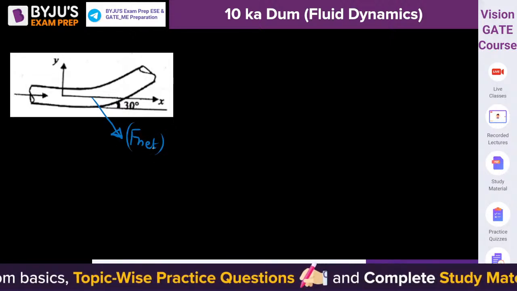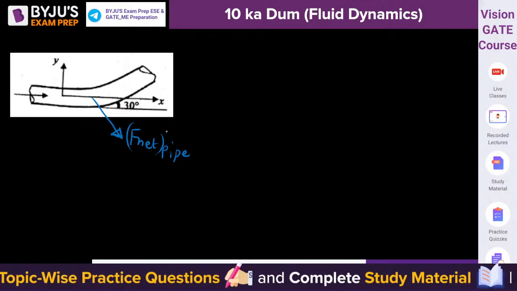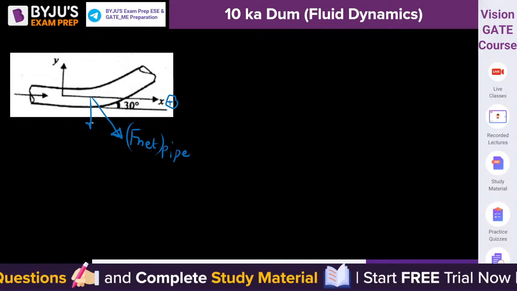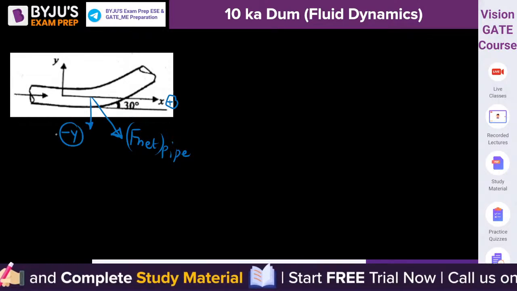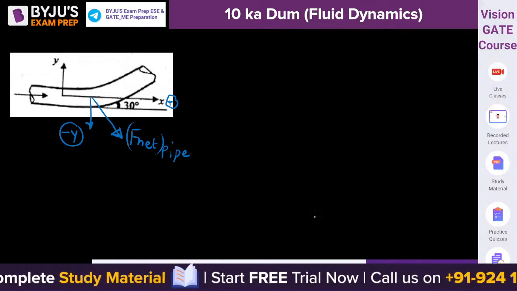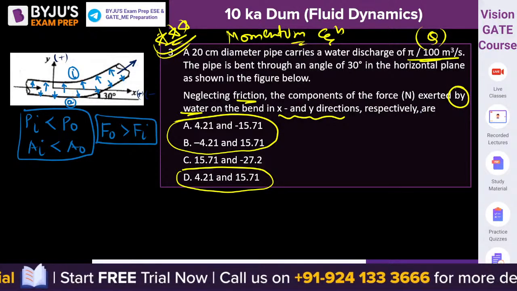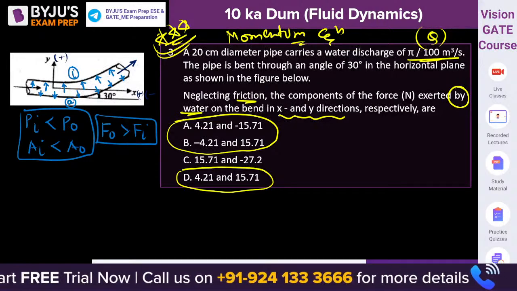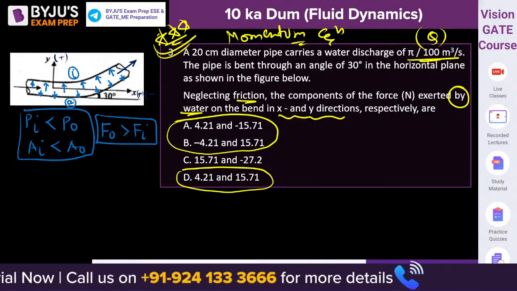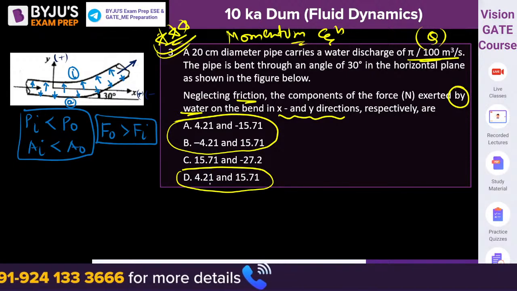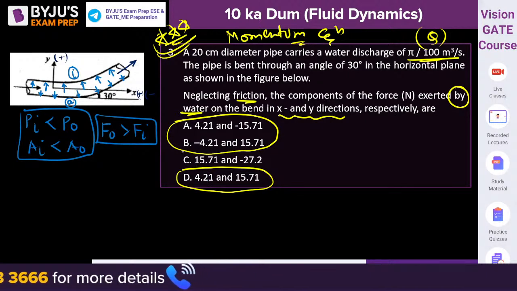That is the net force on the pipe by the fluid. So it will have a positive x component and a negative y component. The direction of force exerted by the water on the bend, the force on the bend, will have a positive x component and a negative y component. So positive x and negative y.